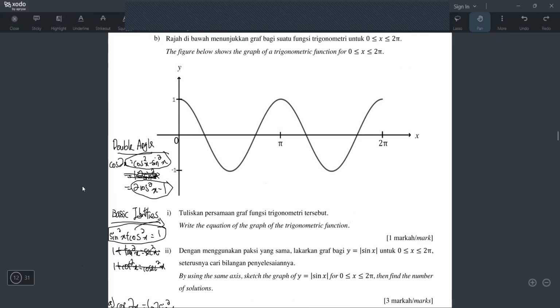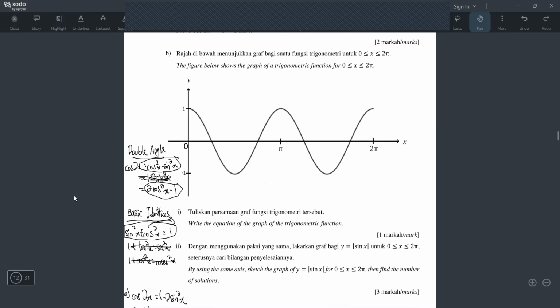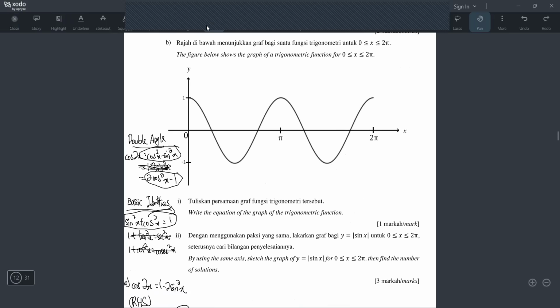Now we do B. Okay, let's make this smaller. B says what? The figure below shows the graph of a trigo function for 0 until 2 pi. So this is 0, this is 2 pi. And this is very obvious. It's a cos graph. Sine graph is not like this. Sine graph is like a wave one. So this is definitely the cos graph. So A says what? First question, write the equation of graph of the trigo function.